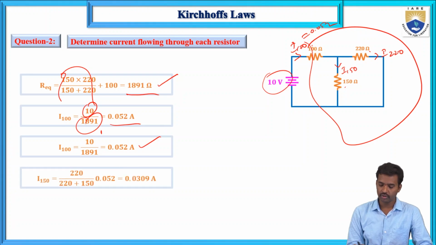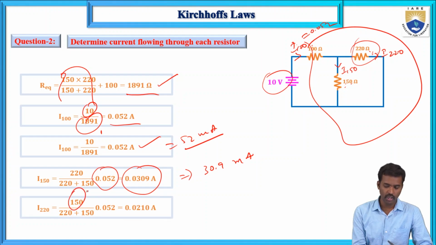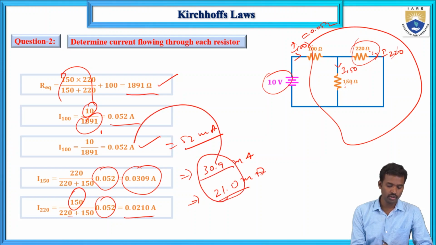Next, what about the current flowing into the 150 ohm? If you apply the current division rule, that means total current times the opposite branch resistance, here 220, divided by the total resistance, 150 plus 220. That value is 0.03, that means 30.9 milliamps. This one is 52 milliamps. Next, for the other branch, the opposite branch resistance is the 220 ohm resistor, and it is 150 over 220 plus 150 times the total current. This value equals 21.0 milliamps. If you add these, you will get the same value, 52 milliamps.